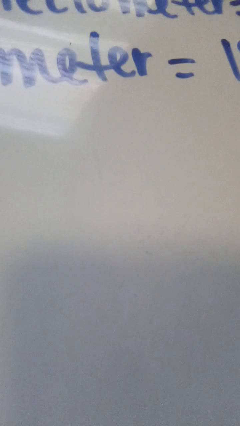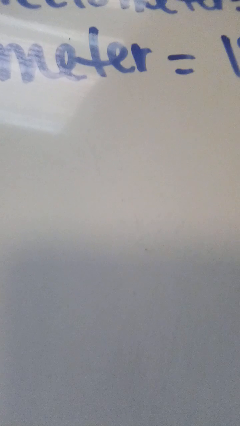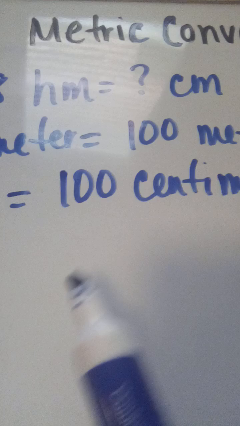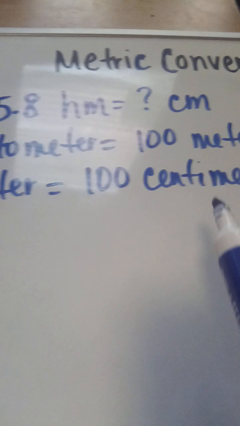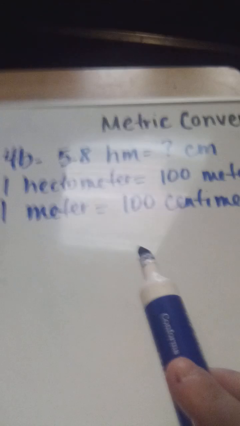1 hectometer equals 100 meters. 1 meter equals 100 centimeters. Centi means 100, right? Okay, so we got 2 parts. We got 2 conversions. 1 hectometer equals 100 meters. 1 meter equals 100 centimeters. All right, so far so good, right, folks?